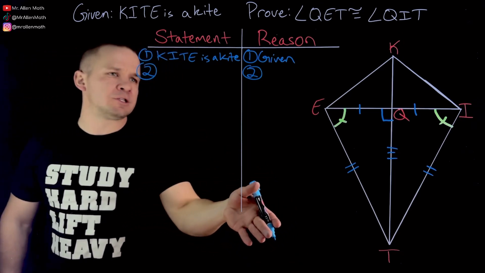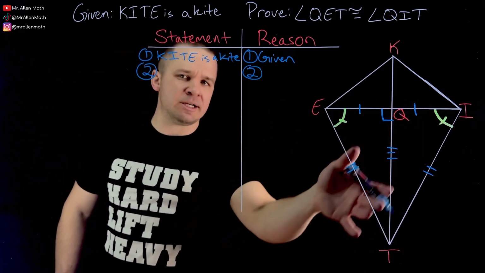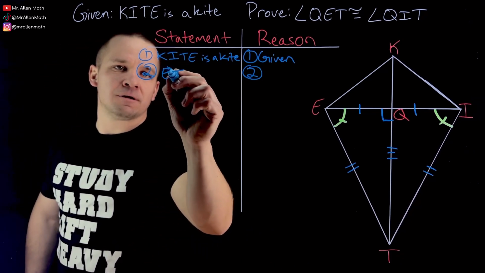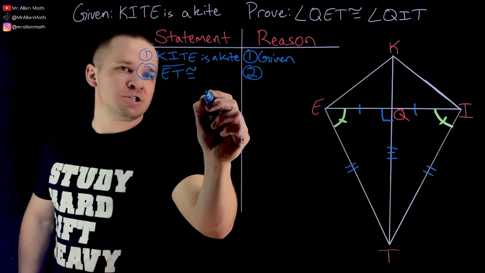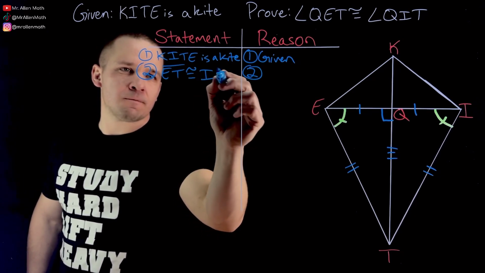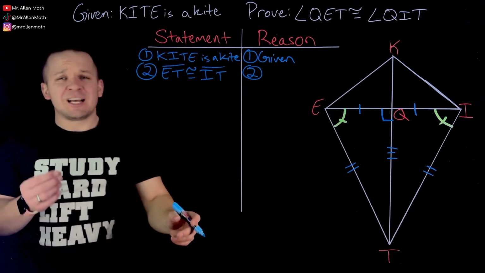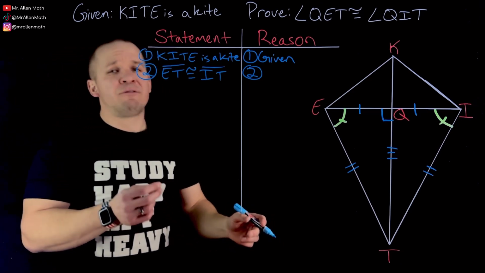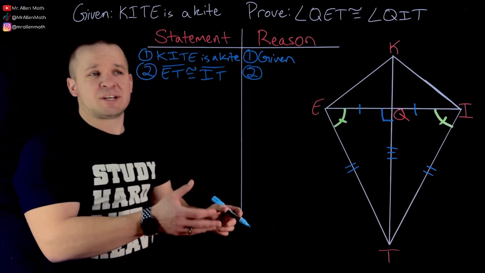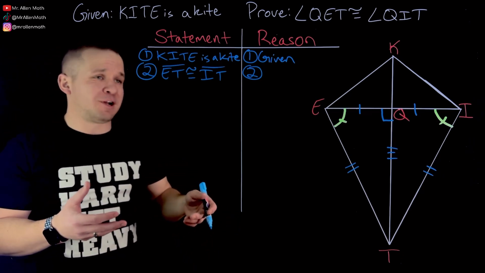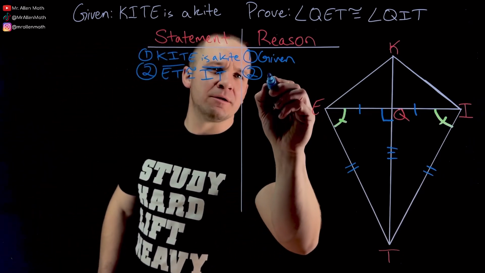So first one here, let's go with the ET phone home and the IT department. ET is congruent to IT. Why is that? We could say that pairs of consecutive sides of a kite are congruent. Some just say that it's a property of a kite.